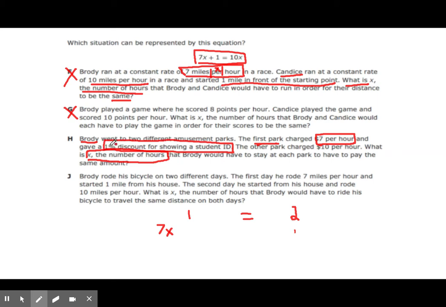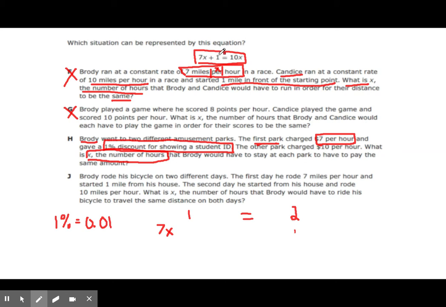Number one, 1%. Anytime I've got a percent and I need it in an equation, I need to convert that percent to a decimal. I know that 1% as a decimal is 0.01. So that's one way I know I can eliminate H, because I know in this equation I would have a 0.01. Well, up here, my equation does not have a 0.01.